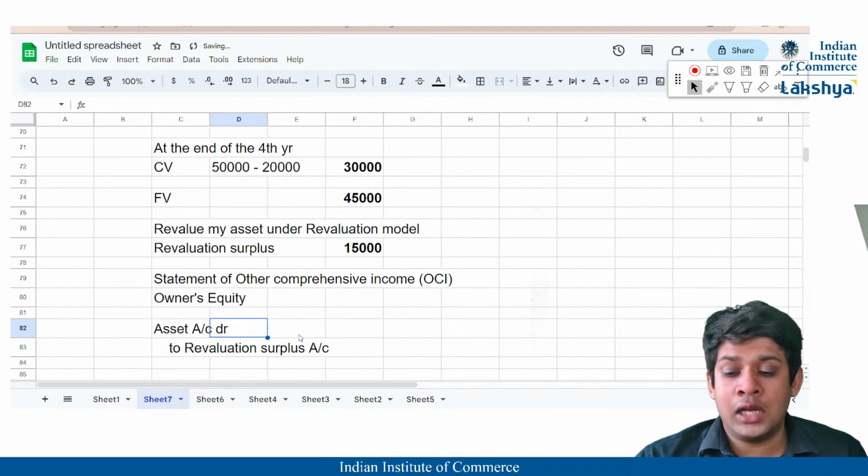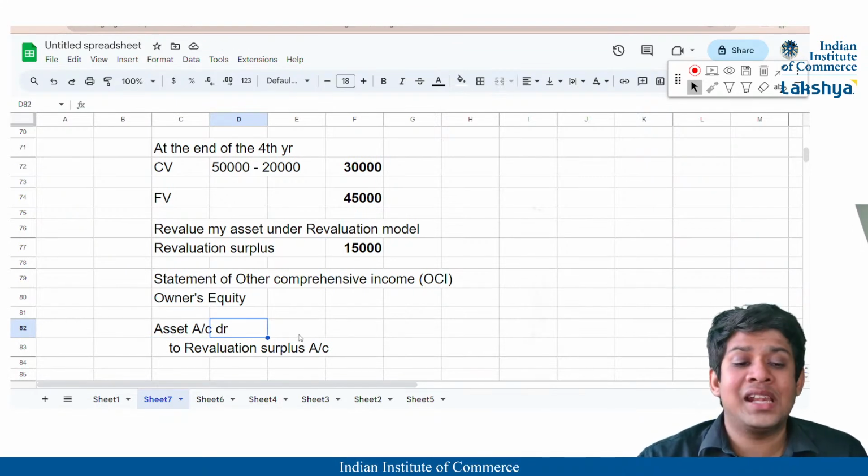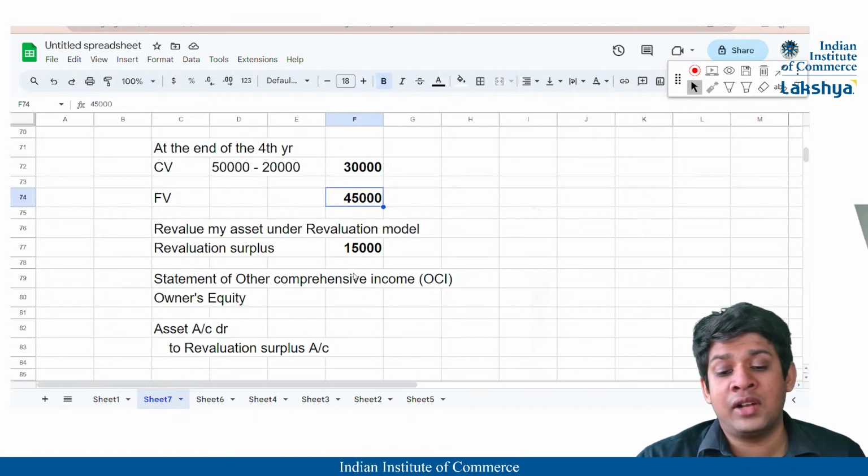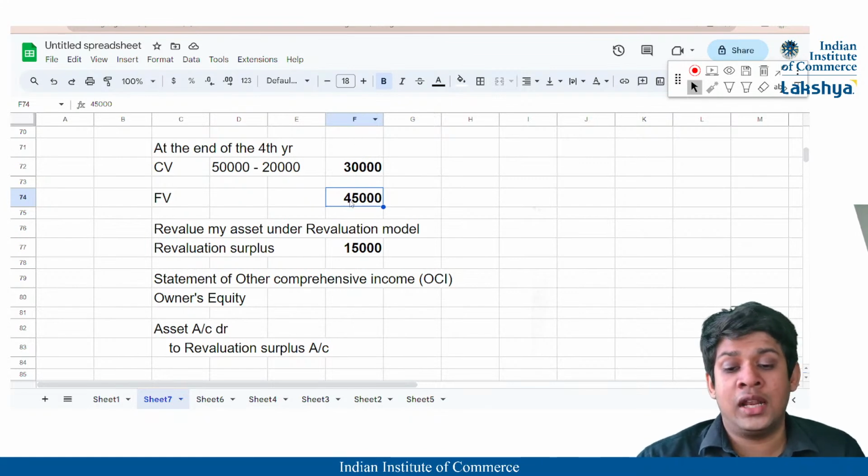Why am I storing it in my equity, in my OCI, and not within the P&L? Because in P&L, guys, the profits and losses that we get is related to the trading activities of the company, whereas this is not associated with the trading activities or the business activities of the company. This is like once in a while they actually revalue it.